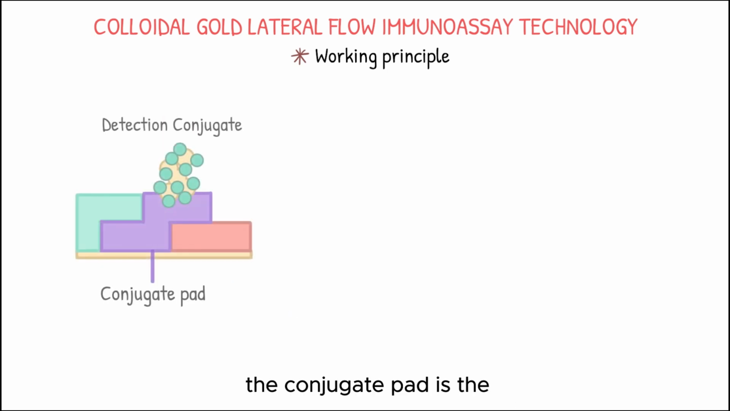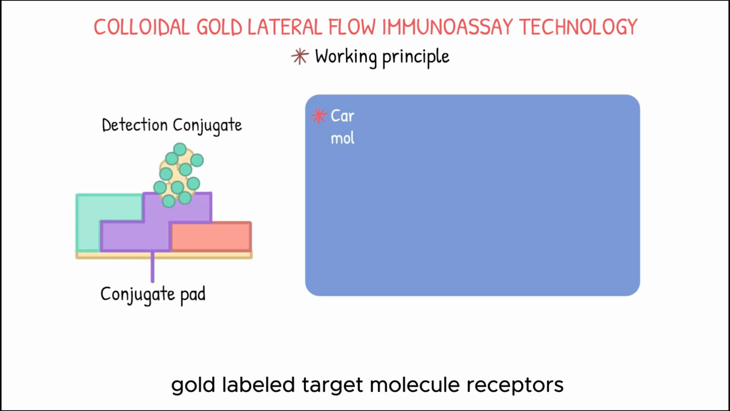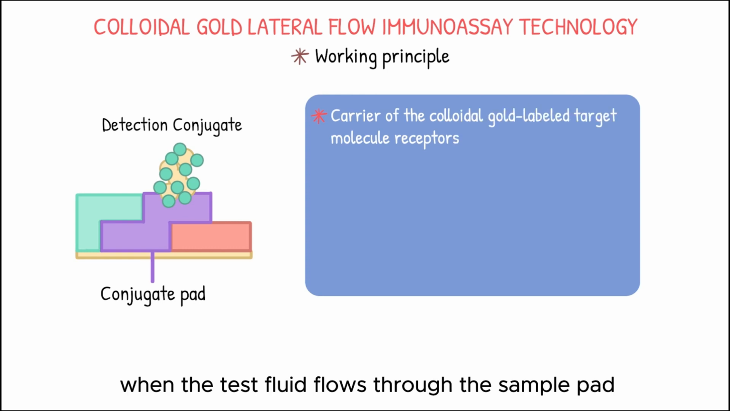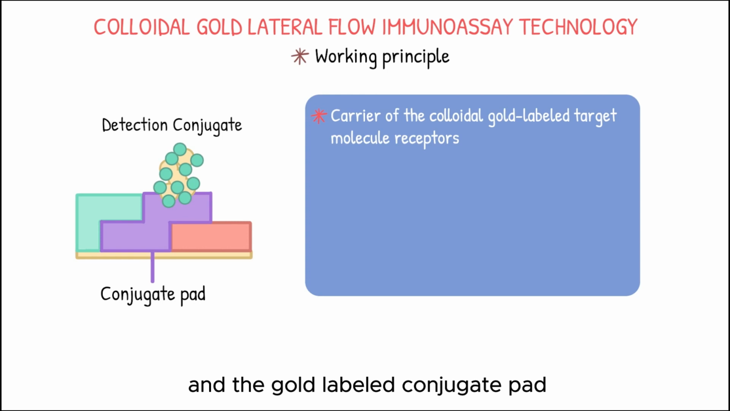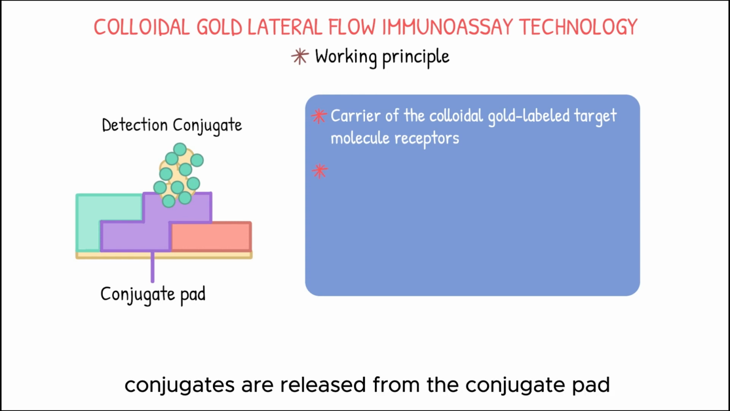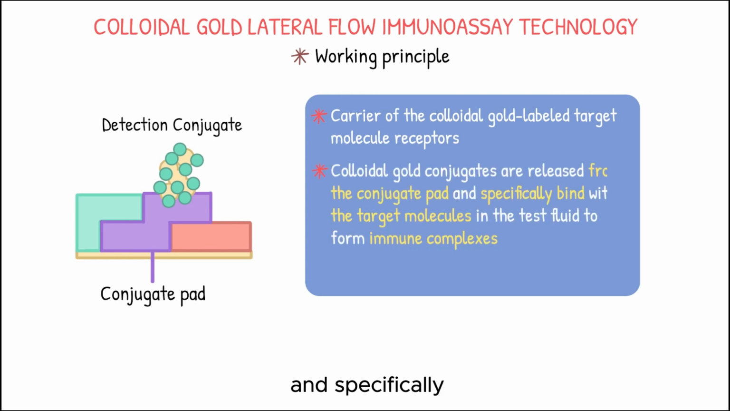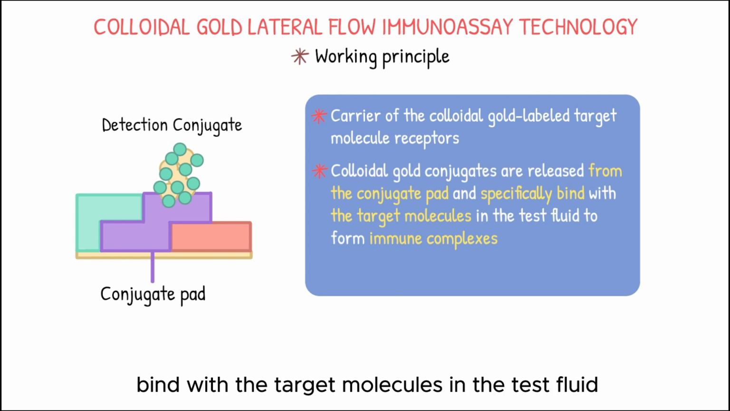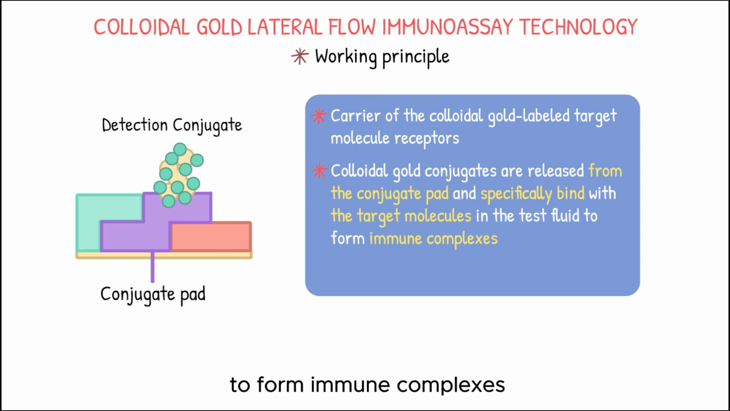The conjugate pad is the carrier of the colloidal gold-labeled target molecule receptors. When the test fluid flows through the sample pad and the gold-labeled conjugate pad, the colloidal gold conjugates are released from the conjugate pad and specifically bind with the target molecules in the test fluid to form immune complexes.